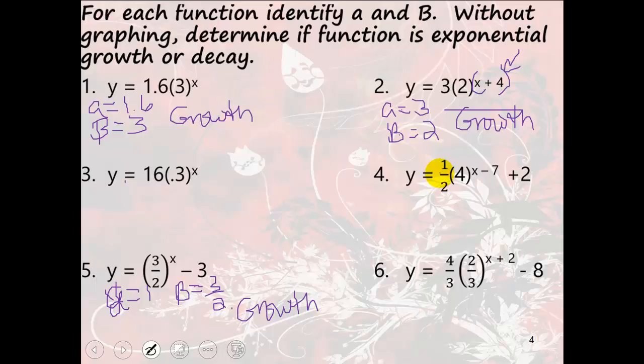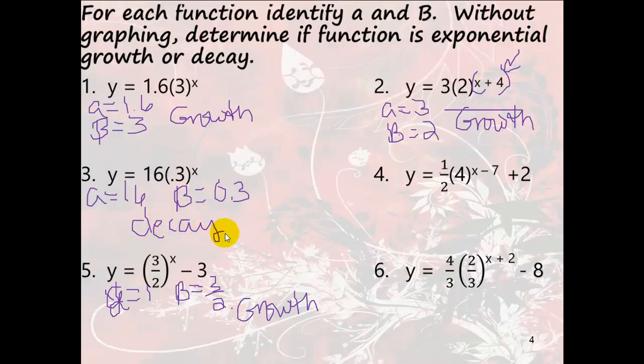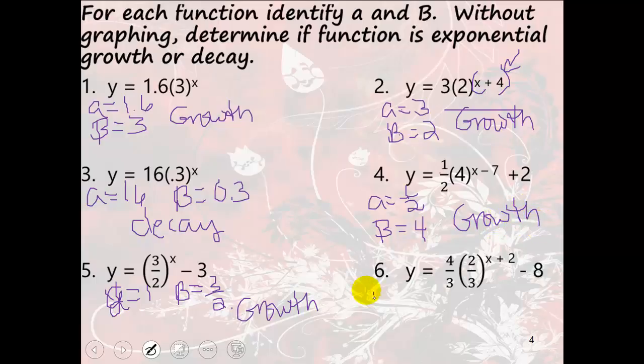All right, so number 3, a is equal to 16, b is equal to 0.3, so this is a decay. Number 4, a is equal to a half, b is equal to 4, so this is a growth. And number 6, a is equal to 4/3, b is equal to 2/3, so this is a decay.